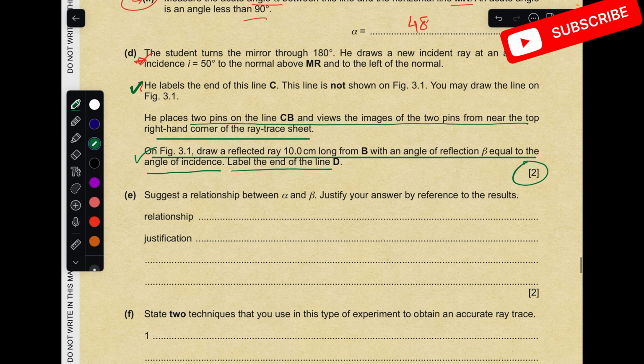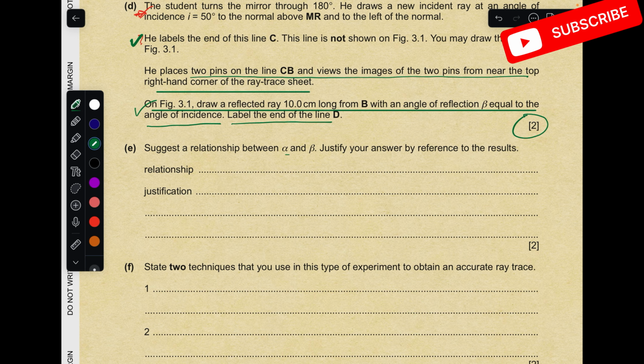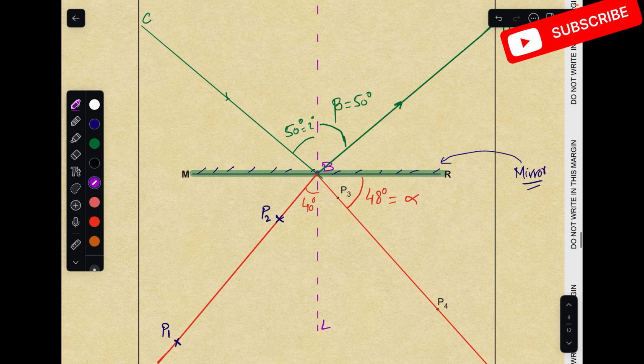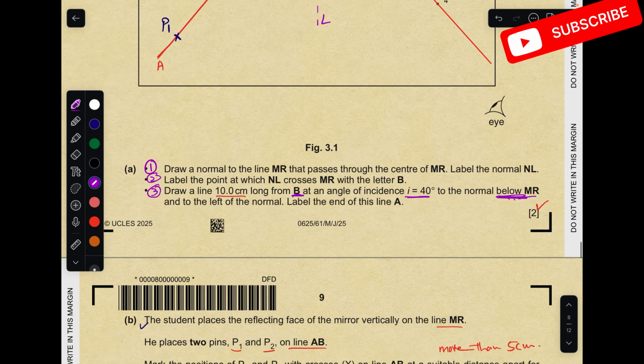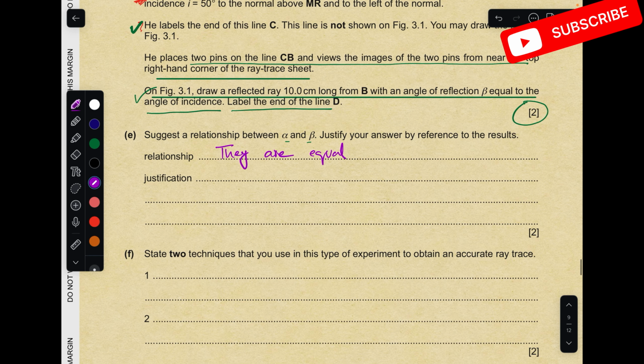In part E, suggest a relationship between alpha and beta. Justify your answer by reference to the result. So they are equal. Okay, why are they equal? You should be thinking. If you remember, let me show you. Where is alpha? Alpha is 42, and beta is 50. So they are nearly equal.